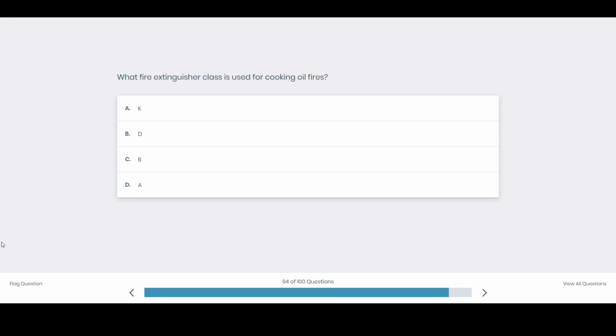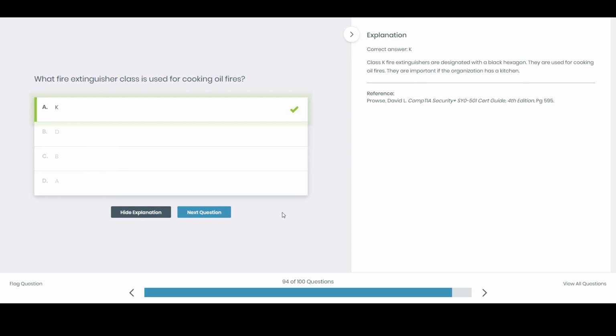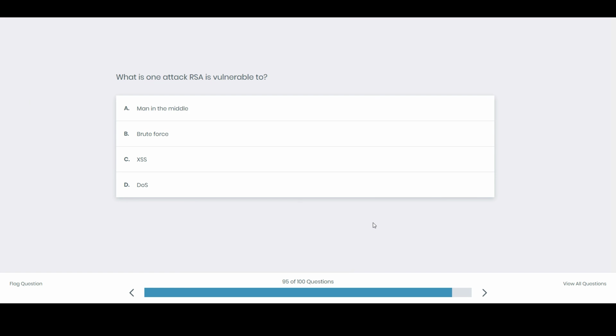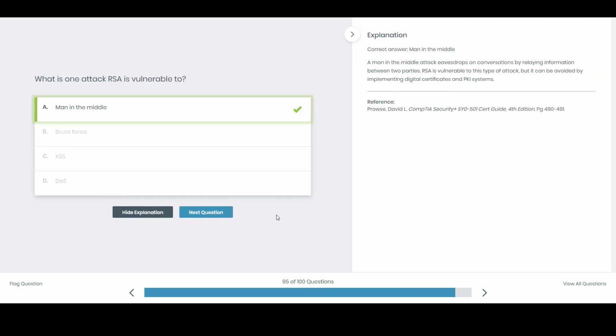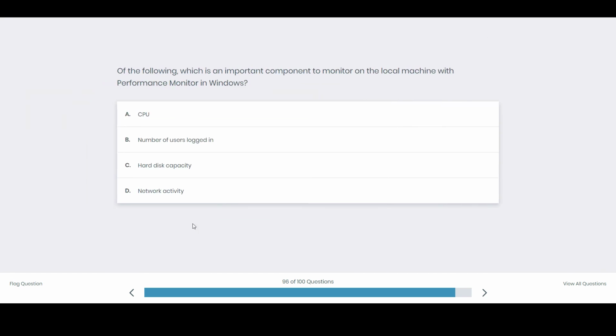What fire extinguisher class is used for cooking oil? I think K. Yeah, that's a K one. Class K fire extinguishers are designated with a black hexagon. They are used for cooking oil fires, etc. What attack is this vulnerable to? Man in the middle. In a man in the middle attack, the parties exchanging information are vulnerable to the attack. Okay, I didn't know this one. Let's flag this. Need to review that one.